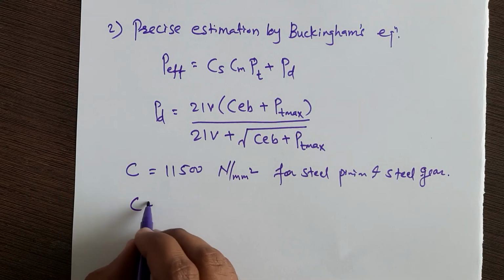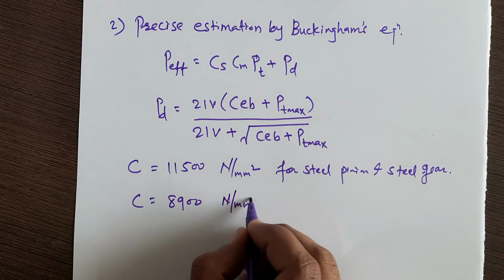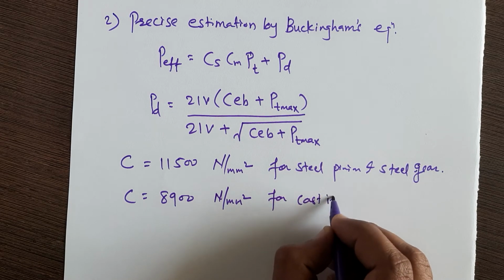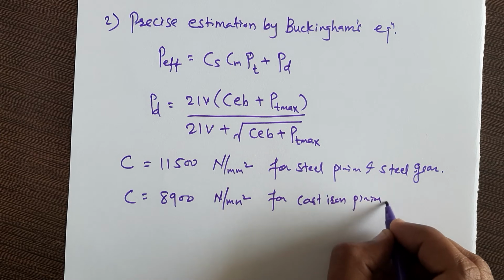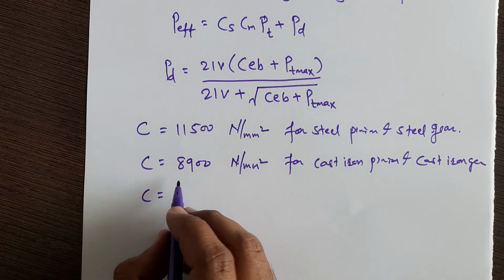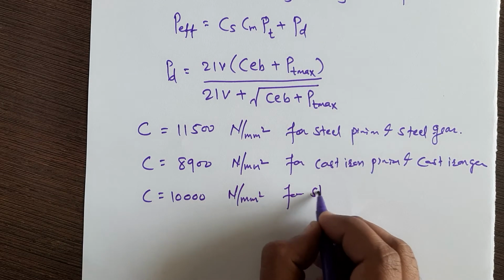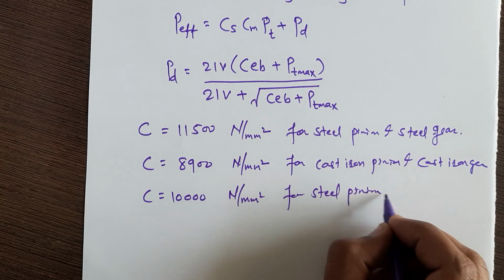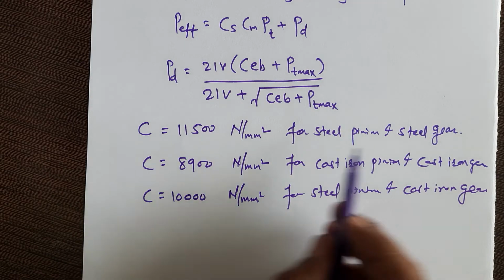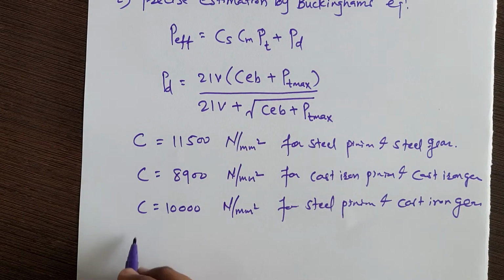Okay, C is equal to 8900 Newton per mm square for cast iron pinion and cast iron gear, and C is equal to 10,000 Newton per mm square for steel pinion and cast iron gear. Okay, so according to the material of the gear pair you have to select the value of C, the deformation factor. Now E is nothing but pitch errors.